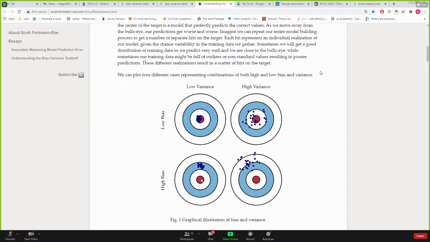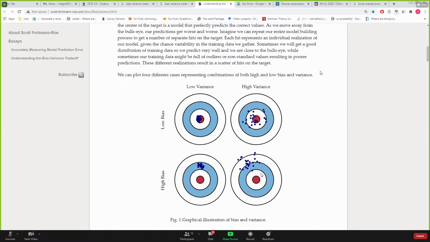Now here we have high bias and low variance. You see that your estimates are concentrated. They do not vary too much. However, they are off the mark. They're not very accurate. So you have high bias, but low variance.